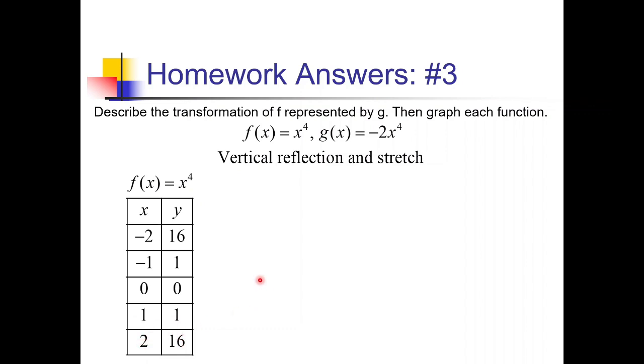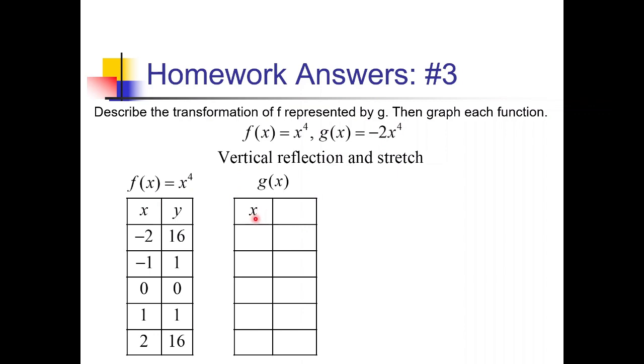Now how am I modifying this? Well, there's no horizontal stuff going on with this transformation, so x is just still going to be x. I'm not going to change any of those x values. But for the y values, we're multiplying each of these by -2. So -2y. So my x's, I'm just going to rewrite the -2, -1, 0, 1, and 2. No change there. For the y values now, -2 times 16 is -32. Times 1 is -2. 0 is still 0. 1 is still -2. 16 still becomes -32.